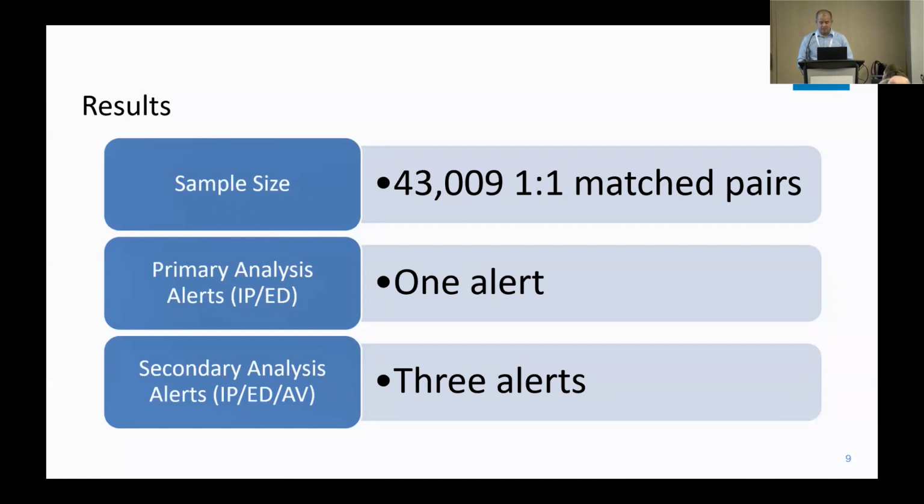Four unique alerts were observed, one in the primary analysis, which included, as I mentioned, the inpatient and the emergency department setting, and 3 in the sensitivity analysis, which included the inpatient, emergency department, and ambulatory care setting. However, after careful review from the study team, no regulatory action was pursued for reasons such as likely connection to factors other than a drug-event relationship.